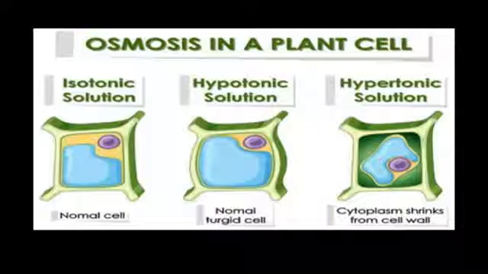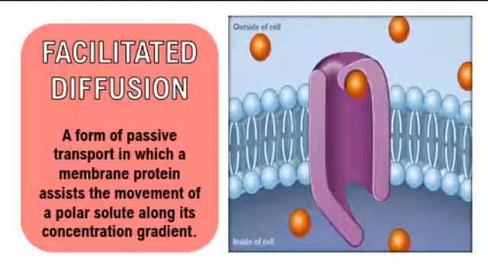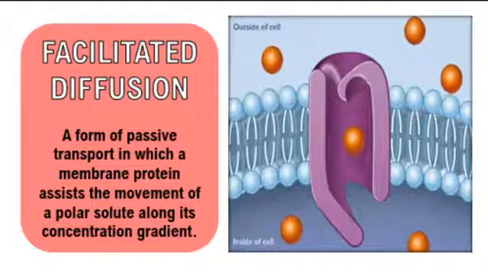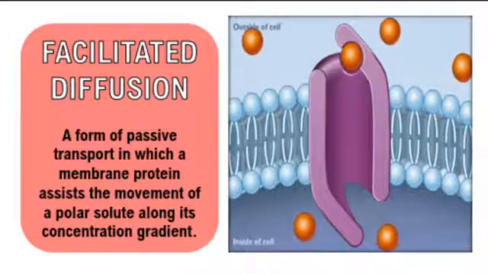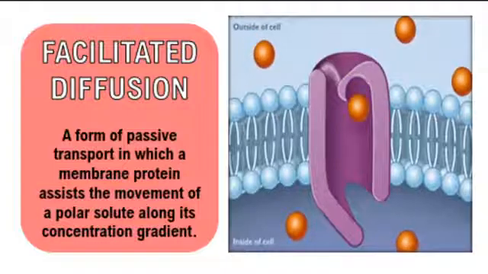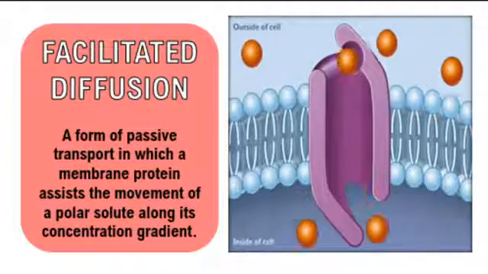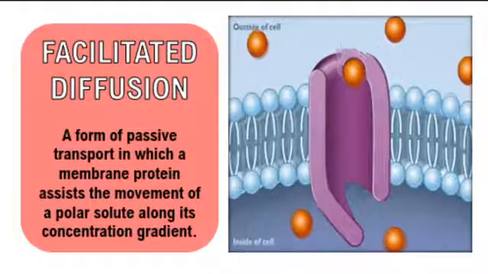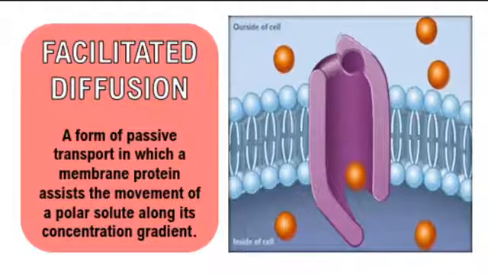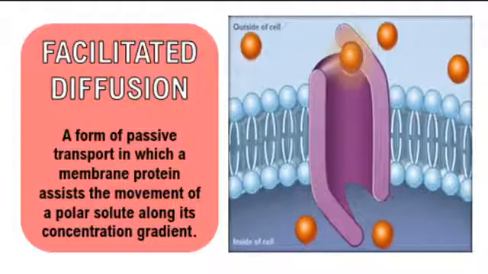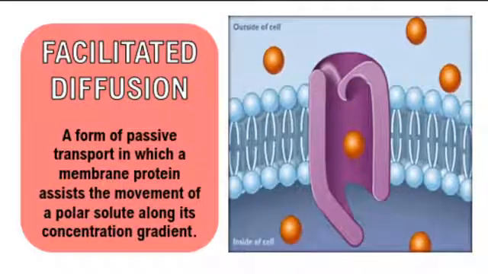Therefore, the plant wilts. Ions and polar molecules cannot freely cross the hydrophobic layer of a membrane. Instead, transport proteins form channels that help these cross. Another form of passive transport is facilitated diffusion. A membrane protein assists the movement of a polar solute along its concentration gradient. Facilitated diffusion releases energy because the solute moves from where it is more concentrated to where it is less concentrated.